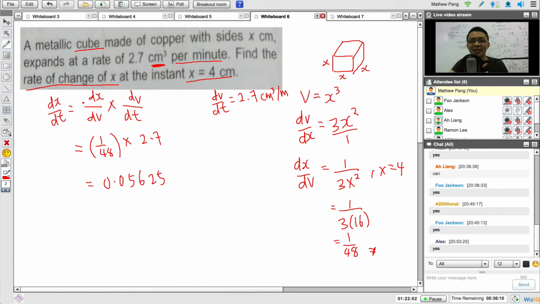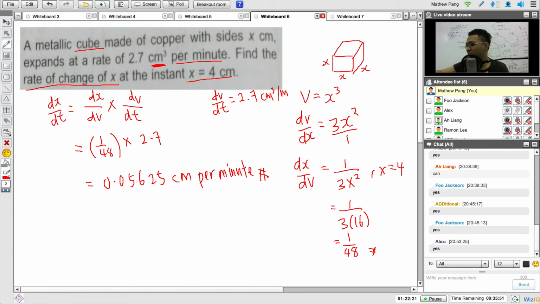Alright, this is x, right? X is actually just a cm. And then this one is per minute because the question doesn't use second. Done. Alright, this is one of the past year questions. I hope you can get some idea how to do this one.